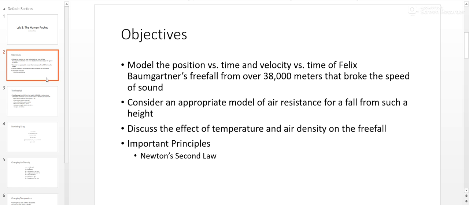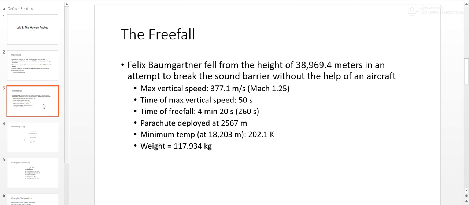Consider an appropriate model of air resistance for a fall from such a height, and discuss the effect of temperature and air density on the free fall. Important principles were Newton's second law, which was used to update the velocity and the position.